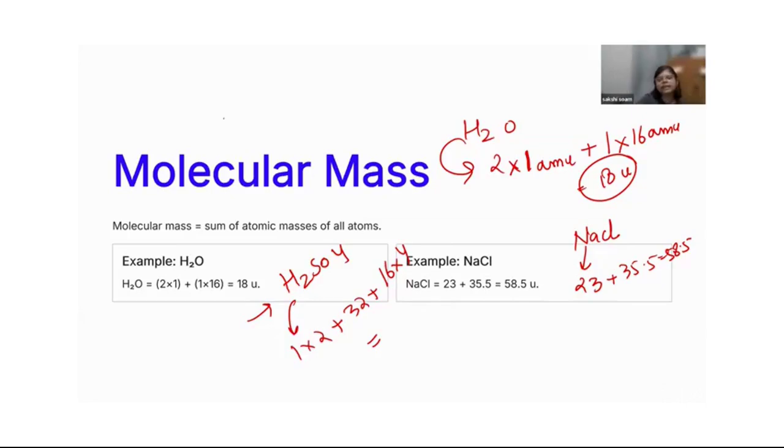Similarly, you can take any compound, like magnesium chloride, magnesium oxide, HCl, MgSO4, or NaOH. But you need to remember the masses, especially till atomic number 20. Just remember the mass for each atomic number. So here the answer should be 98U. Please cross-check it for yourself.